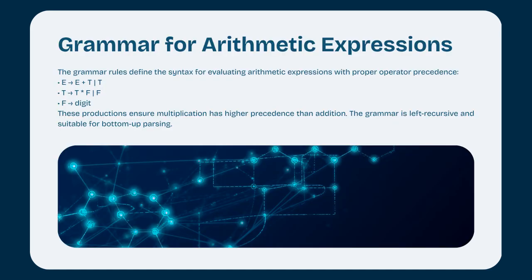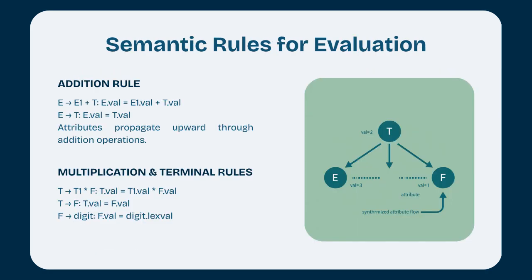Grammar for arithmetic expressions. To evaluate such expressions, we define grammar rules such as E produces E plus T, T produces T multiplied by F, and F produces a digit. These rules ensure that multiplication has higher precedence than addition and make the grammar suitable for bottom-up parsing.